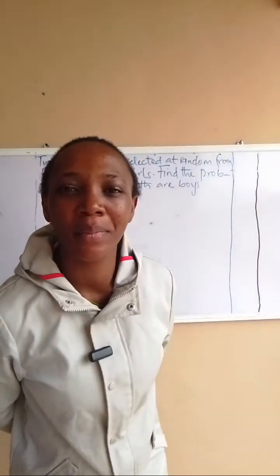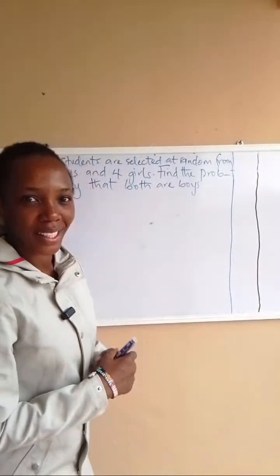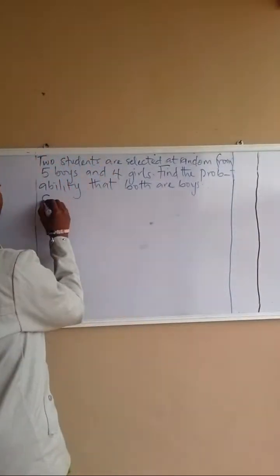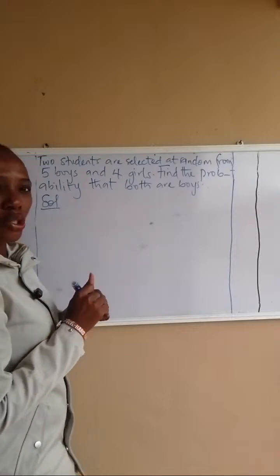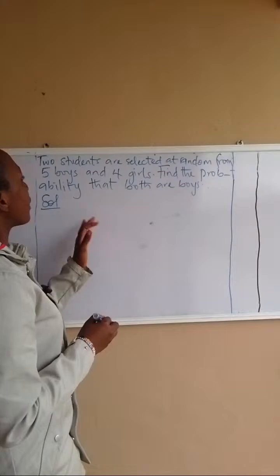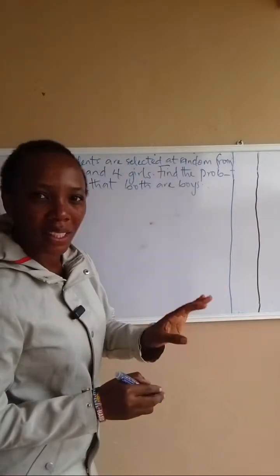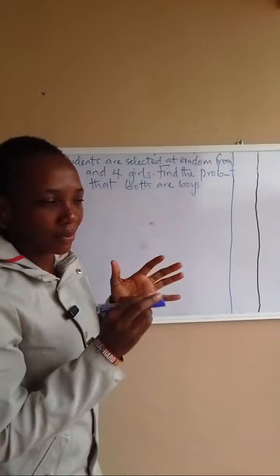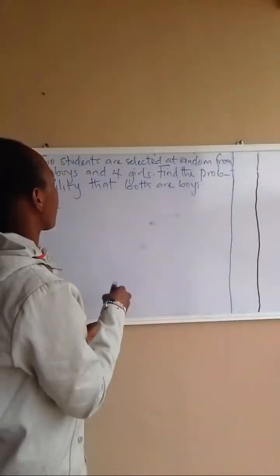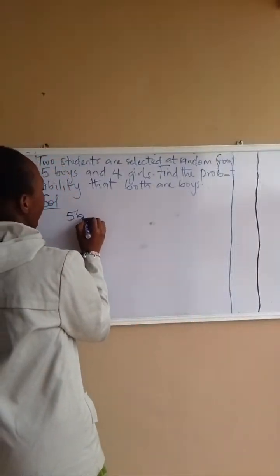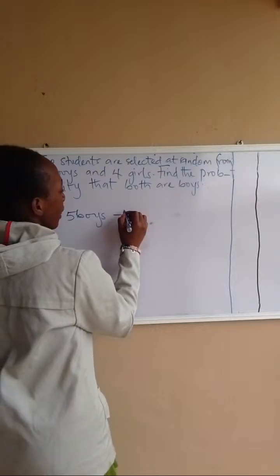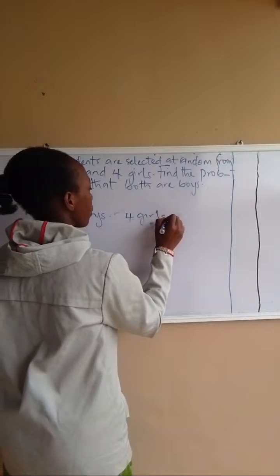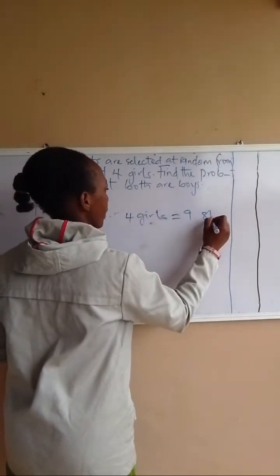All right, time up. So I'll solve it. I think it's a bit difficult. So let's solve it. Solution to this question: 5 boys and 4 girls. The first thing you need to do is add up the total number of students in that class. So 5 boys and 4 girls will give us a total of 9 students.